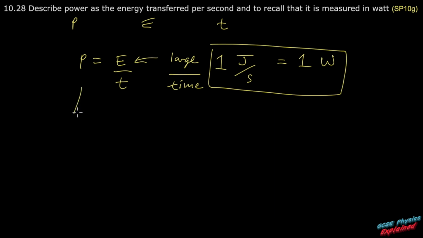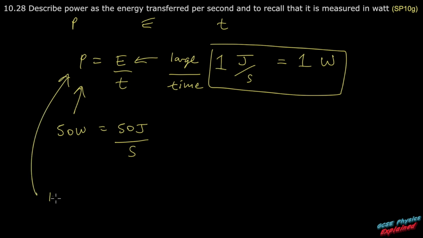If you've got a 50-watt speaker, it means it transfers 50 joules of electrical energy per second into sound energy. If you've got a 100-watt speaker, that means it's going to transfer 100 joules of energy every second. So basically it's twice as powerful as 50 watts. Think about a light bulb as well. A 100-watt light bulb is twice as bright as a 50-watt light bulb. That's because it converts twice as much energy per second.